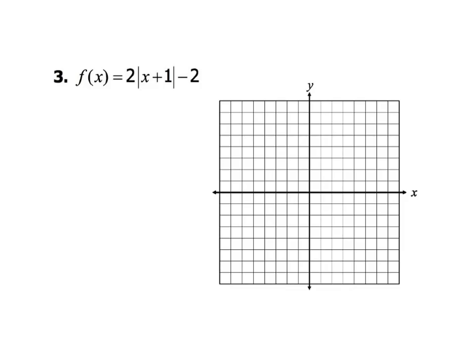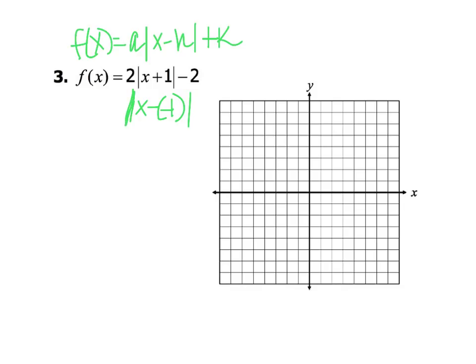All right, so number 3. This is given in vertex form, and we know vertex form of absolute value is f(x) = a|x - h| + k. What we need to notice here is that the inside, our x minus h, is written as x plus 1. So this is the same thing as the absolute value of x minus -1. That's what I want you to notice here.